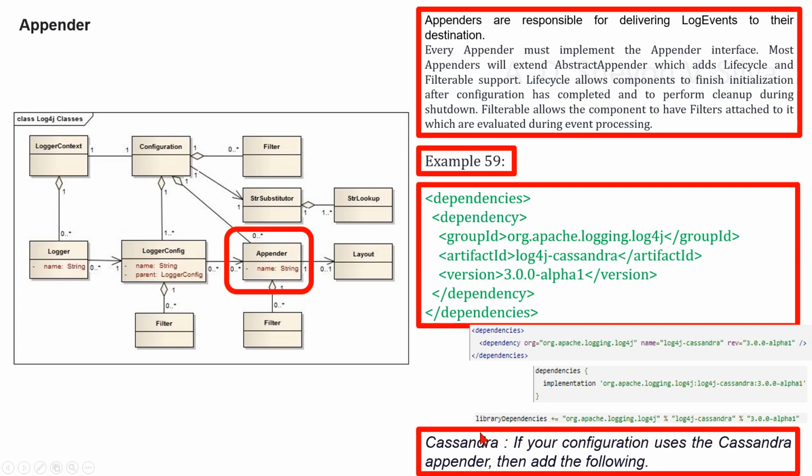Cassandra: if your configuration uses the Cassandra appender, then add the following. This is pom.xml. Here the ivy.xml. Here the build.gradle, and here the build.sbt.